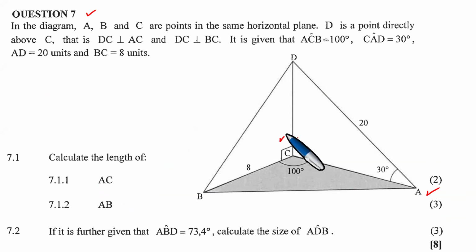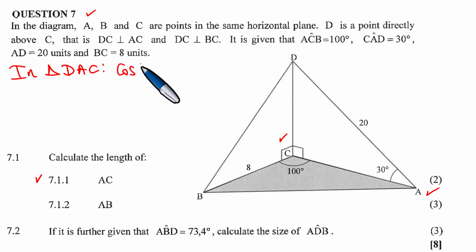So this is A and that is C, and we need the length. This is adjacent over hypotenuse, cosine of 30. For question 7.1.1, we want to find AC. It is always best to state the triangle to the examiner, so we work in triangle DAC. In triangle DAC, we have the cosine: cosine of 30 degrees equals the adjacent side AC over the hypotenuse.